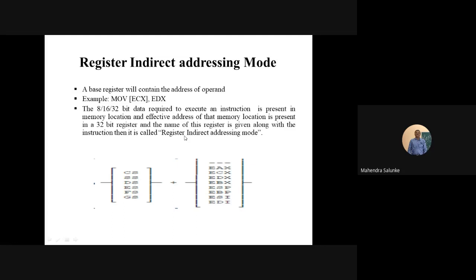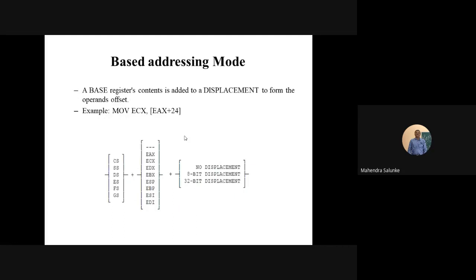Then the next one is the base addressing mode. Very interesting one. In this case, the base register contents are added to the displacement to form the operand offset. So here the base register is used. EAX plus some value, that is a displacement. So ultimately the base register will be there, only this displacement is added. So the effective address will be calculated using your base register value and the displacement value.